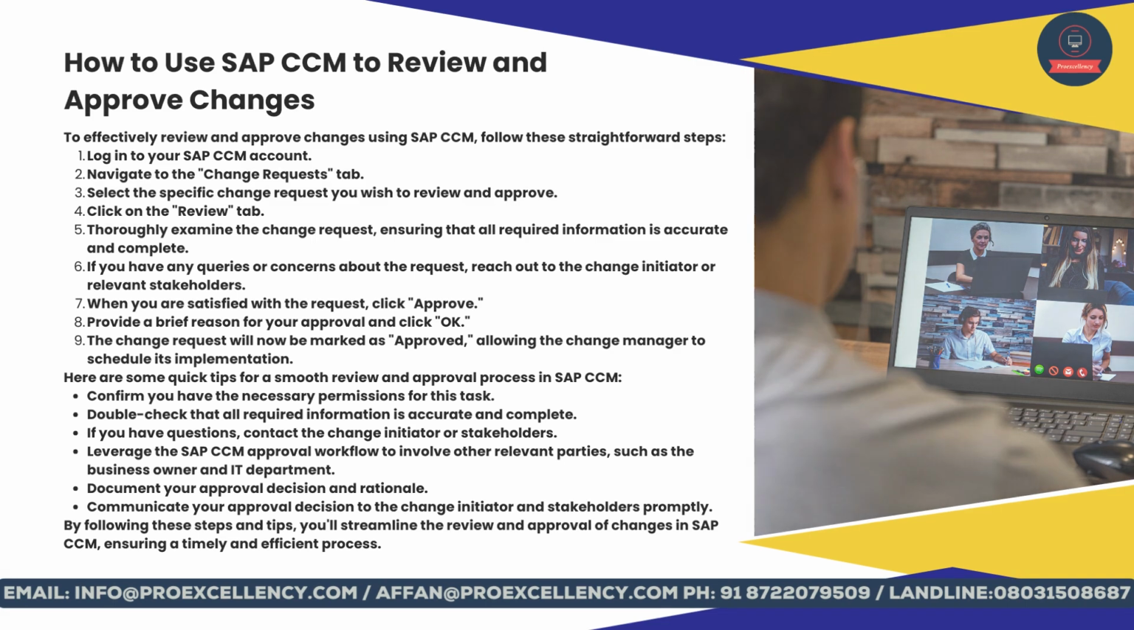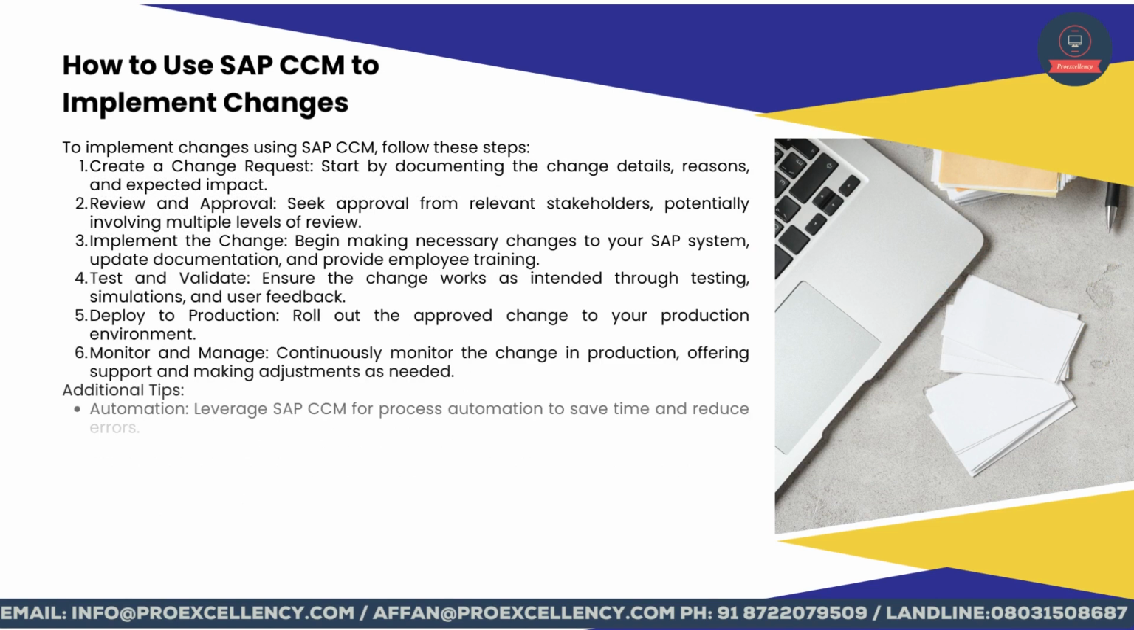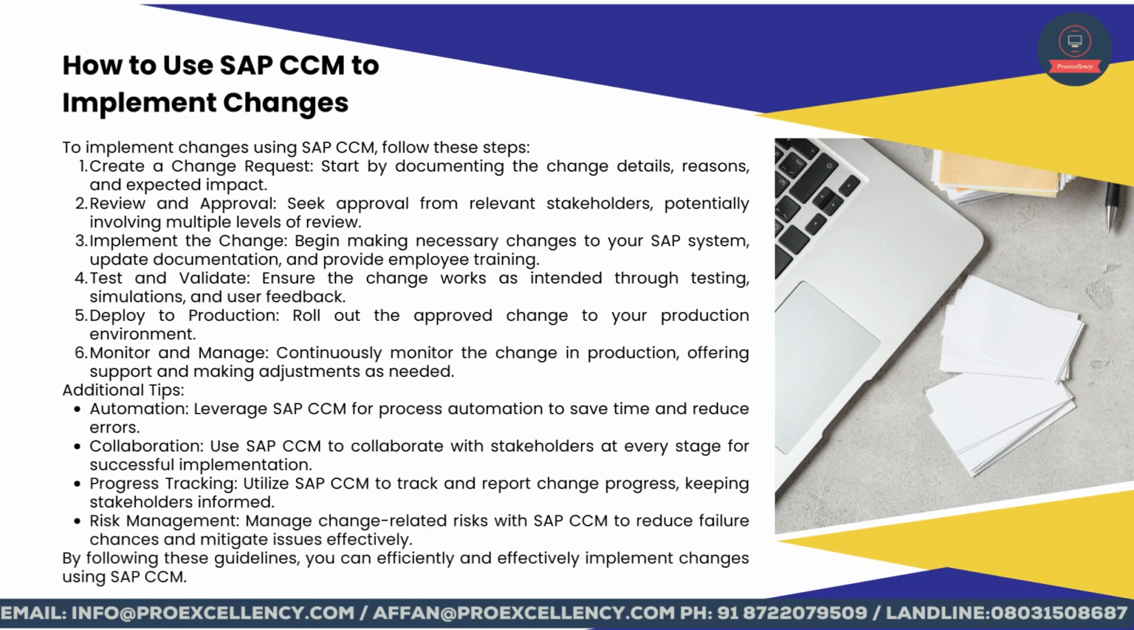and efficient process. How to use SAP CCM to implement changes? To implement changes using SAP CCM, follow these steps. Create a change request. Start by documenting the change details, reasons, and expected impact. Review and approval. Seek approval from relevant stakeholders, potentially involving multiple levels of review.